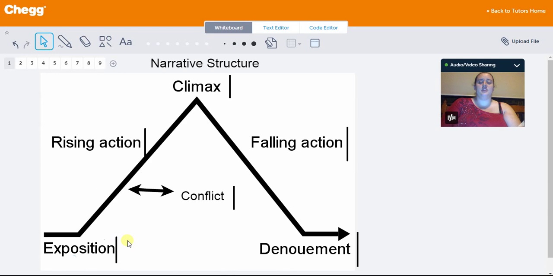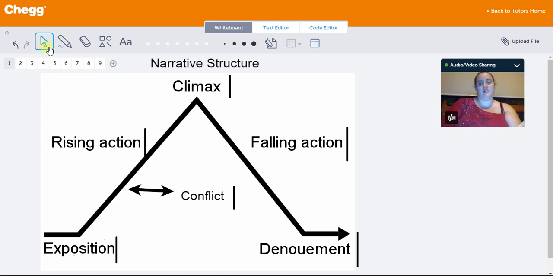So narrative structure is made up of 6 main components: exposition, conflict, rising action, climax, falling action, and denouement. We're going to take a look at each of these 6 areas. Along with these 6 areas, I'm also going to provide you examples from 2 different texts, one being Romeo and Juliet and the other Great Gatsby.